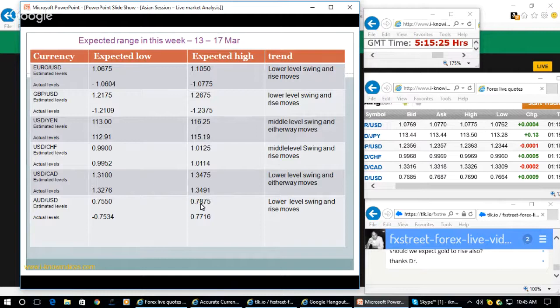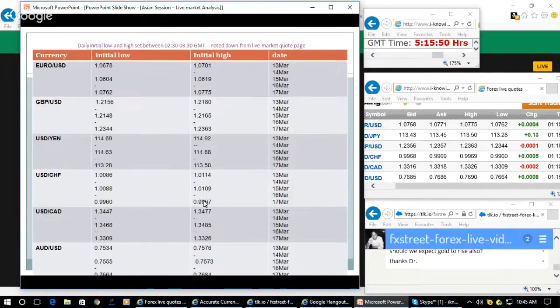But once they come to the middle level, their gains in a week will be more than 350 pips in the case of Euro, 600 pips in the case of GBP. That sort of moves they will make, and 450 pips in the case of USD CHF and also USD CAD, and 300 pips in the case of Australian dollar. They are all the permitted levels. These are all the initial lows and highs. We use them in order to find out which way they are trying to gain the levels.